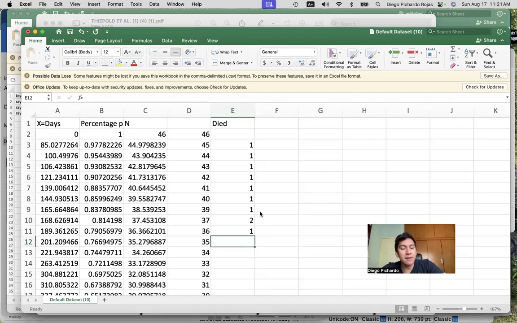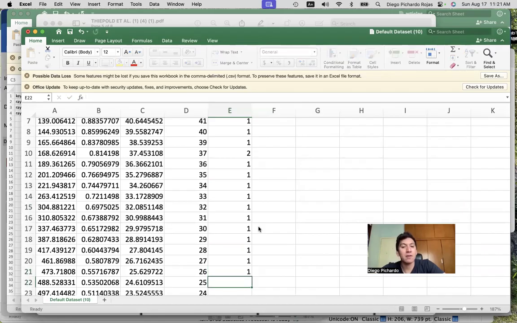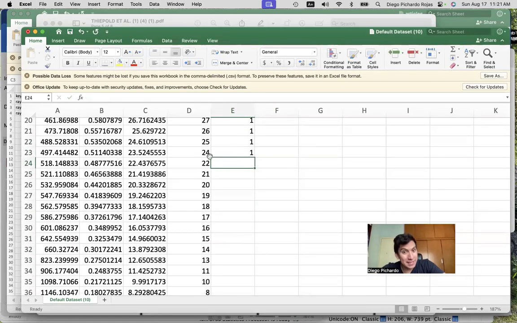And 1 patient died, 1 patient died, 1 patient died. Between 33 and 32, 1 patient died, and again 1 patient died, several times in a row. Then 2 patients died, 1 patient died.